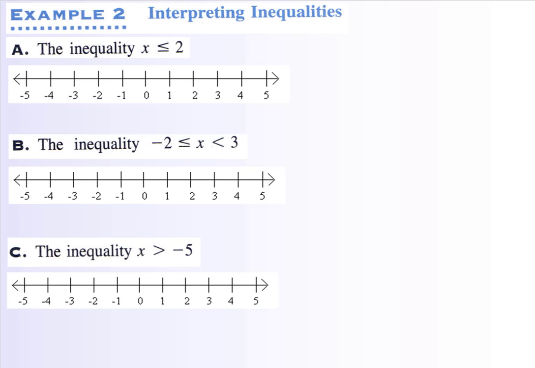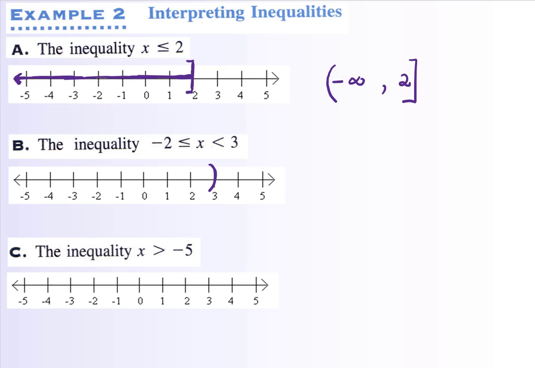x is less than or equal to 2. Therefore, 2 is included, bracket at 2. Then we are going to take the values to the left of 2 till negative infinity. The interval notation will be open parenthesis at negative infinity. Negative infinity is not included. And then close bracket at 2.